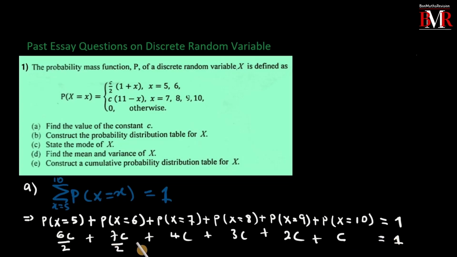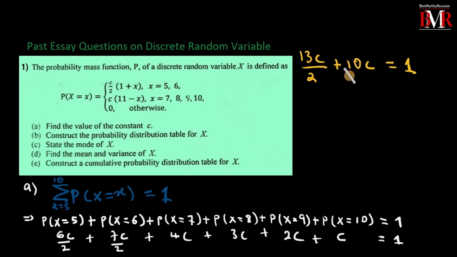To sum these two fractions, I can just add the numerators since the denominators are the same. That's 6C plus 7C is 13C all over 2. Now 4C plus 3C is 7C, 7C plus 2C is 9C, plus C is 10C. That is plus 10C. All that equals 1.